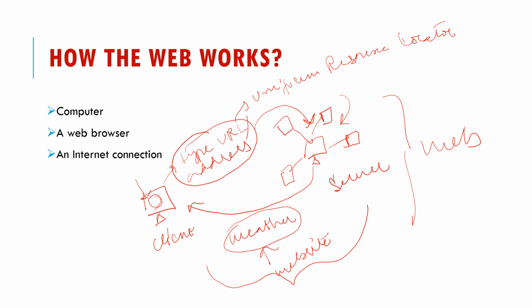Whenever a user wants to see something, it will first type the address of a particular website. Once it types the address, the web browser will receive the request and send it to the server. The server receives the request and sends it back to the web browser, where your web browser will display the particular website on your computer screen. That's how the web works.